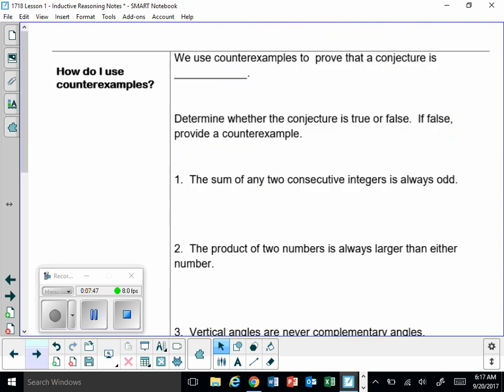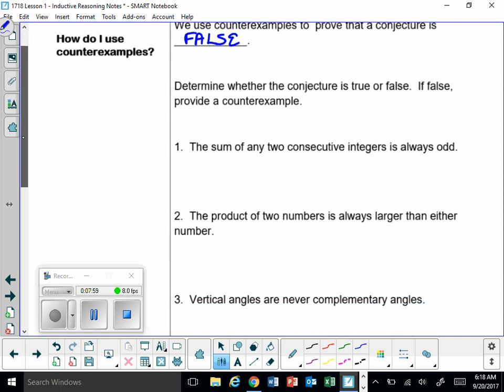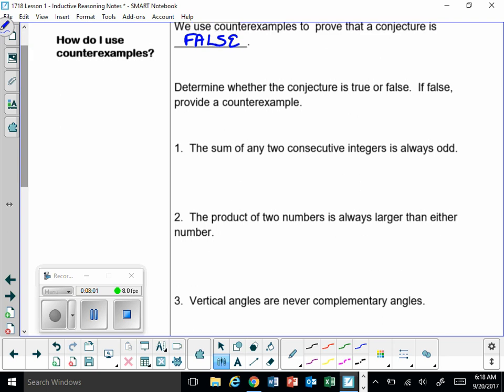So a counterexample. We use counterexamples to prove conjectures false. Very, very powerful idea in mathematics. You can take a class in college called abstract algebra, where you spend the whole class trying to find counterexamples to prove things false. Determine whether the conjecture is true or false. If false, provide an example.